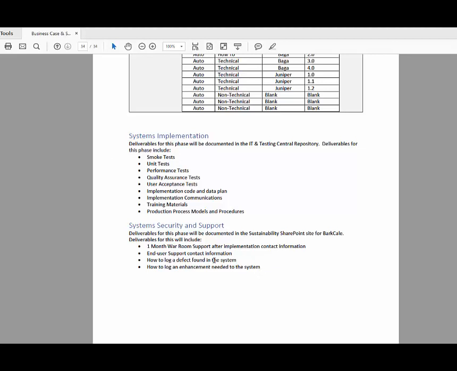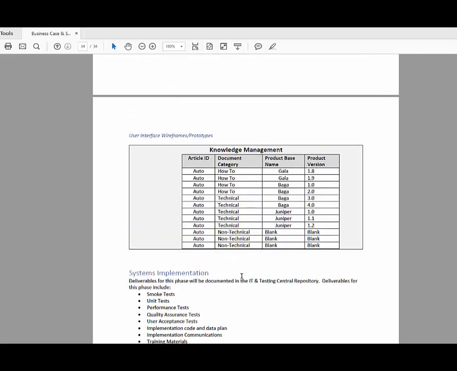Many of these things were documented outside of this particular business case document, but they were referenced in this business case document. So essentially, that's the overview of the business case example, which ties directly to what you are being asked as a group to provide for your group business case for this course.